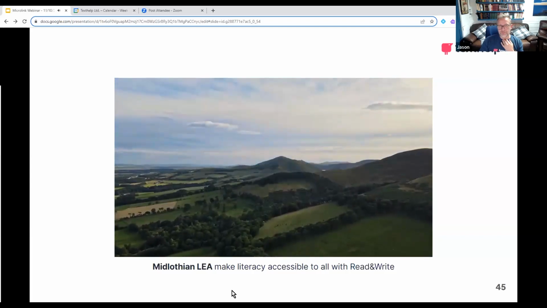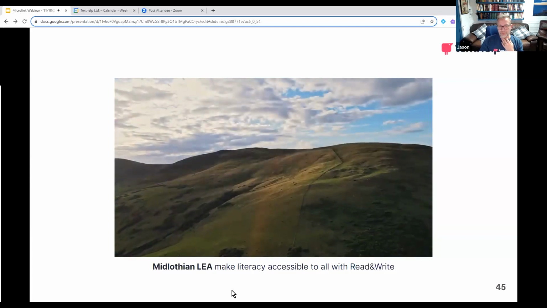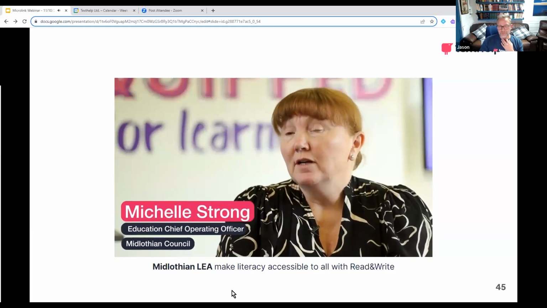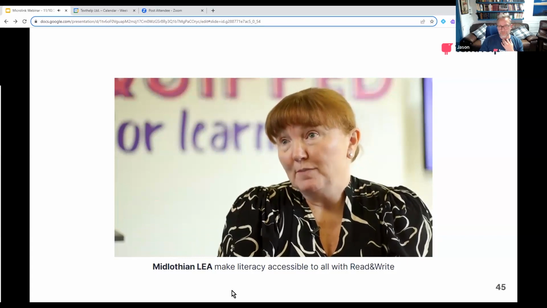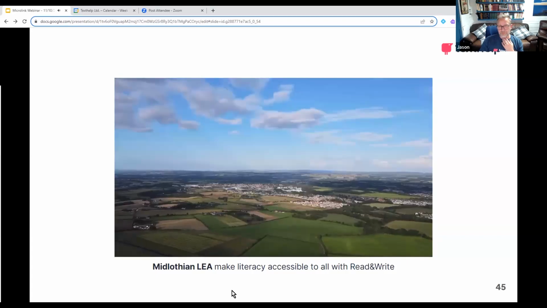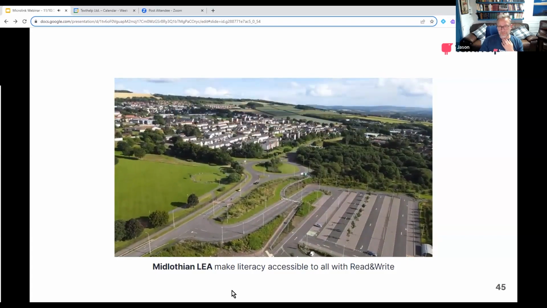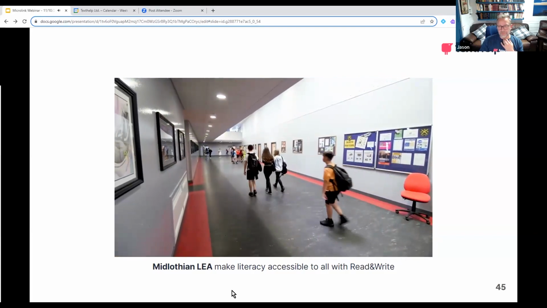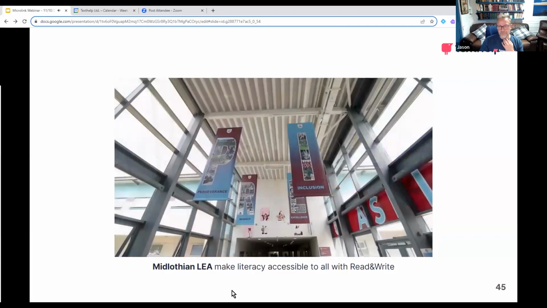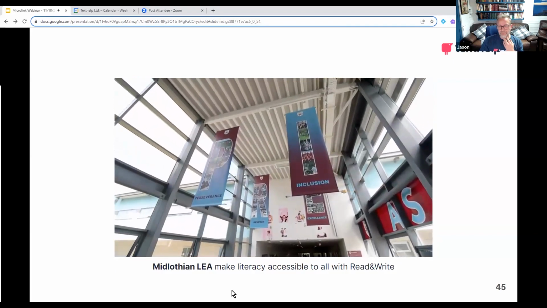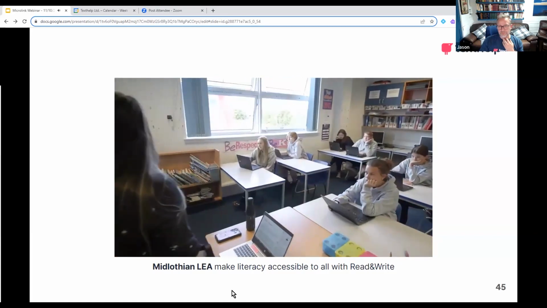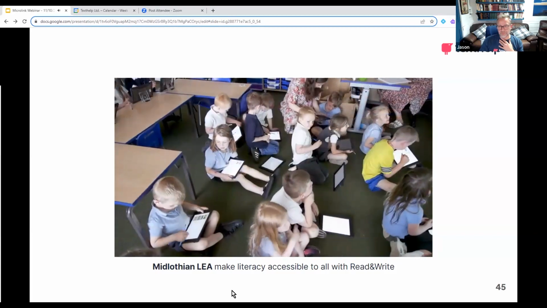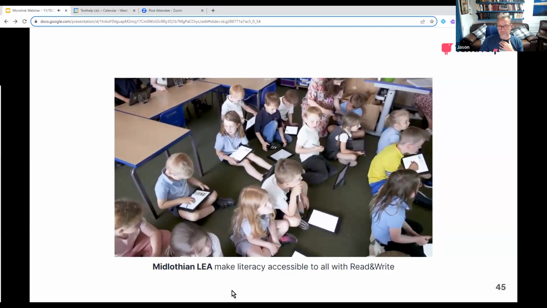Midlothian is one of the smaller local authorities across Scotland. Within Midlothian we have 32 primary schools, 6 secondary schools and 1 special school. We are the fastest growing local authority, and that brings both opportunities but also challenges. We are committed to inclusion and making sure that we provide all of the support that we possibly can for every learner to achieve the best that they can be.